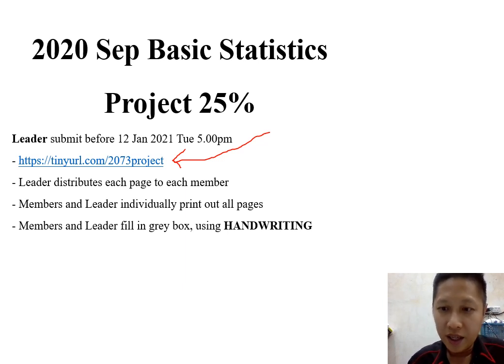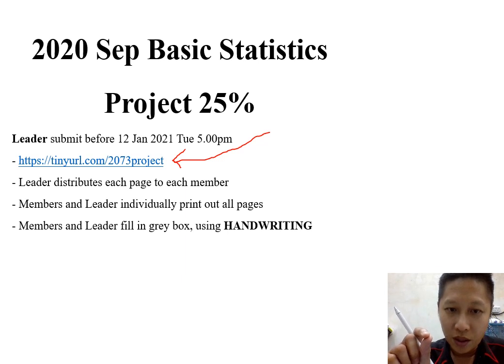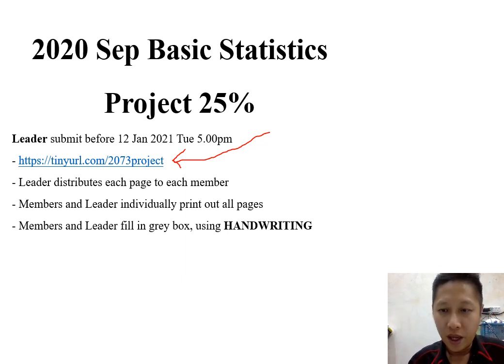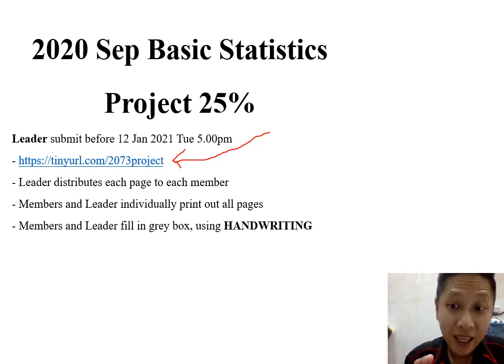I already assigned the gray boxes, the places where you need to handwrite to do the input. As long as you see, let's say page number 4, there are a few gray boxes. That is the place where you're going to write the things down.